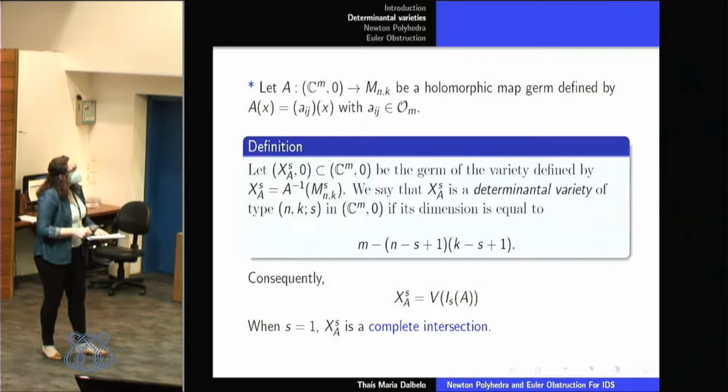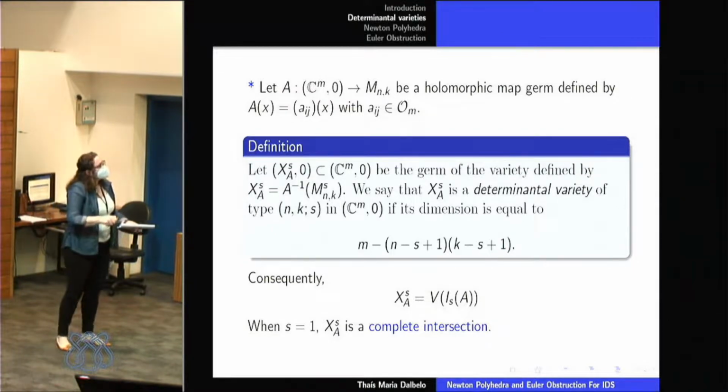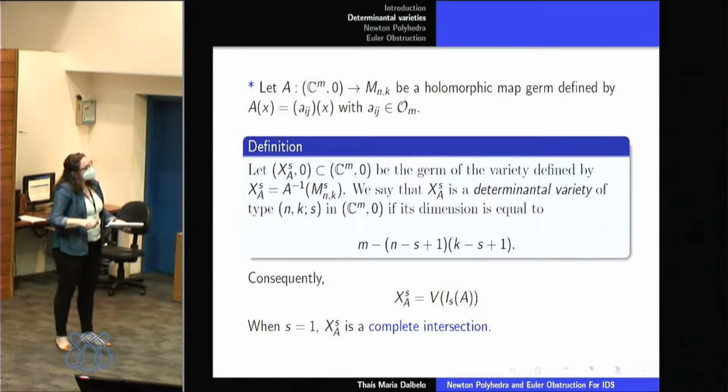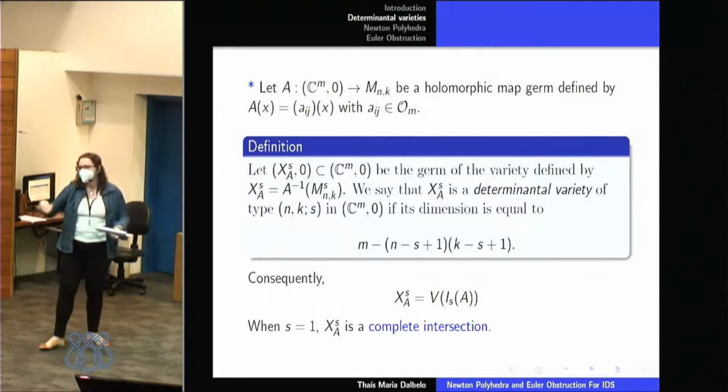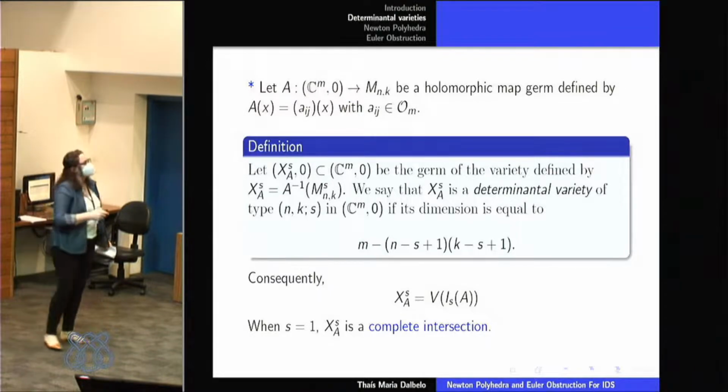When s is equal to 1 and X_A^s is a determinantal variety, then X_A^s is a complete intersection. And conversely, if we have a complete intersection, then it is a determinantal variety.